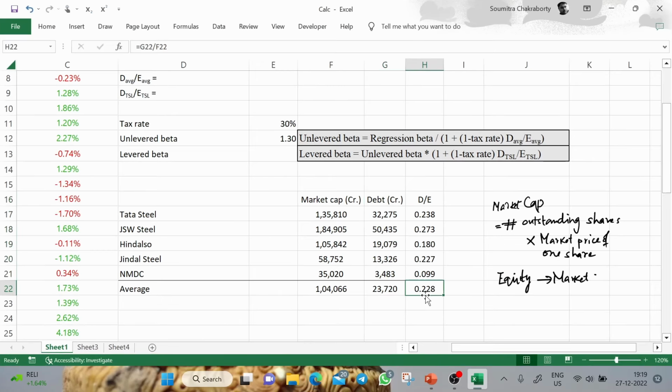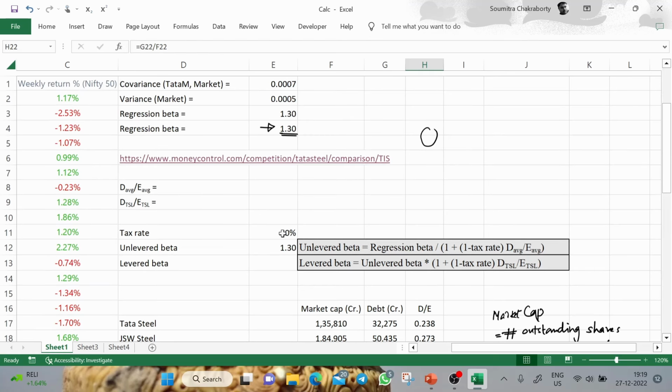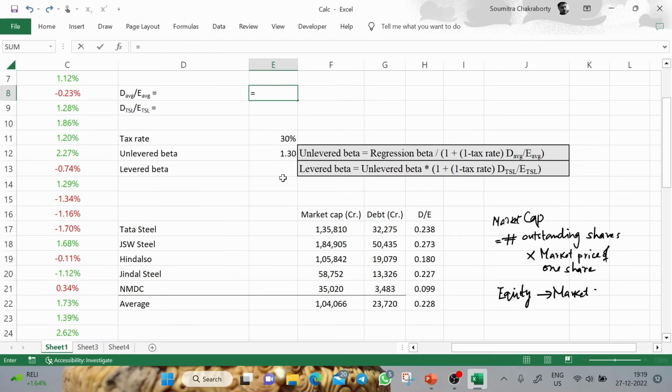Once this is done, you will calculate the average. That means the column-wise average of these two columns, and then the ratio D by E for all. So you can see the average debt to equity ratio is 0.228. So we'll enter 0.228 here. And for Tata Steel, it is 0.238. So we'll enter here also.